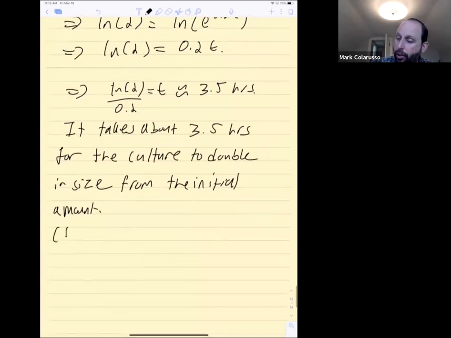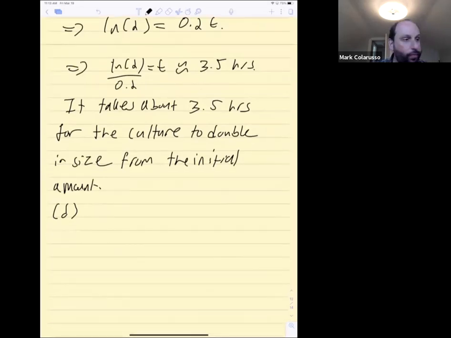Okay, so this is the kind of game you can play, and it just amounts to solving exponential equations. There was no calculus in that part. Let's get back to some calculus for a moment with part D.